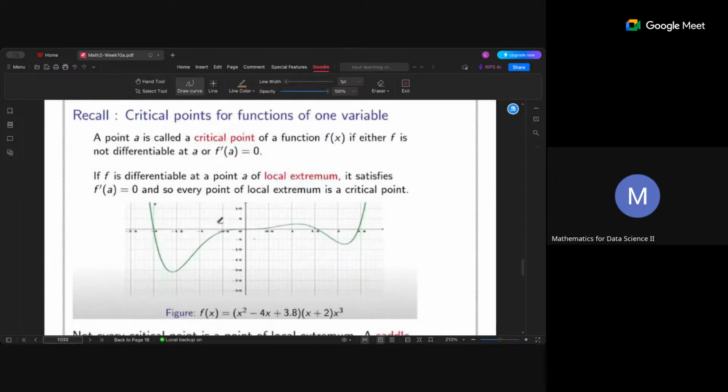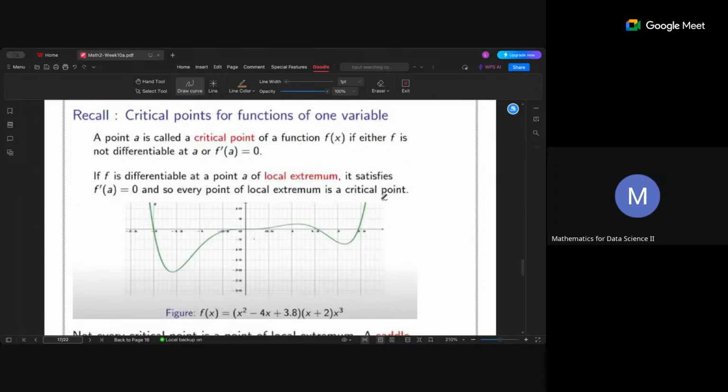Okay. So the next topic is: what are critical points? First, let us recall for functions of one variable. For functions of one variable, a point a is called a critical point for a function f(x) if either f is not differentiable at a or f'(a) is 0, right? So if f is differentiable at a point a of local extremum, it satisfies f'(a) equal to 0, and so every point of local extremum is a critical point.